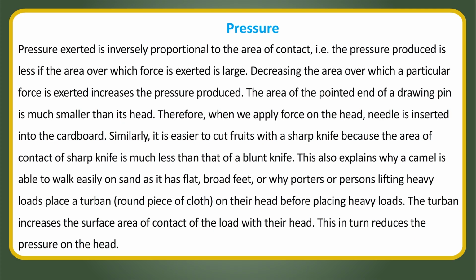Similarly, it is easier to cut fruits with a sharp knife because the area of contact of a sharp knife is much less than that of a blunt knife. This also explains why a camel is able to walk easily on sand as it has flat, broad feet, or why potters or persons lifting heavy loads place a turban, a round piece of cloth, on their head before placing heavy loads. The turban increases the surface area of contact of the load with their head. This in turn reduces the pressure on the head.